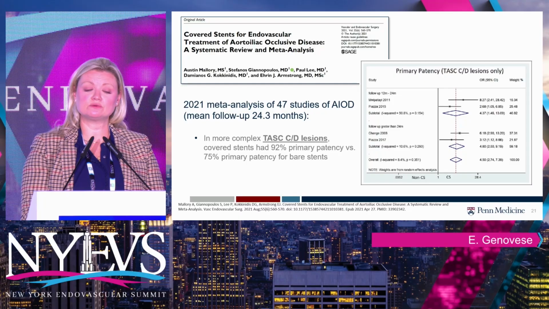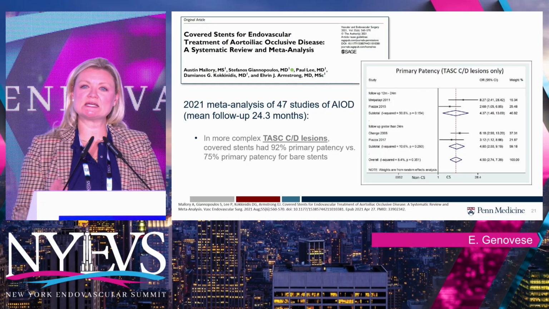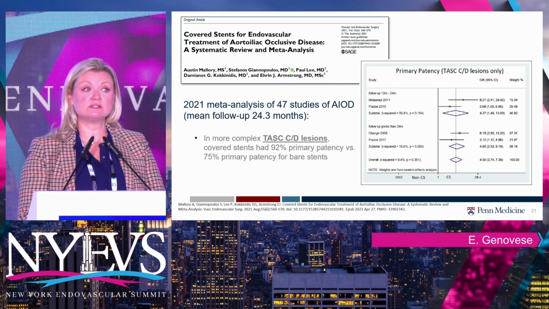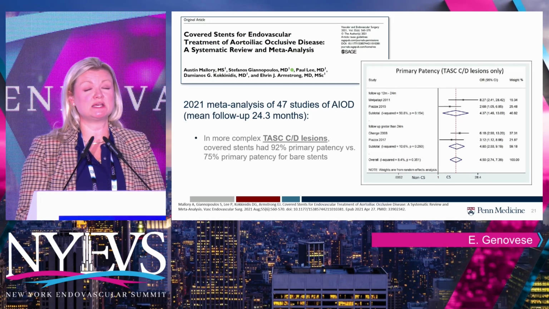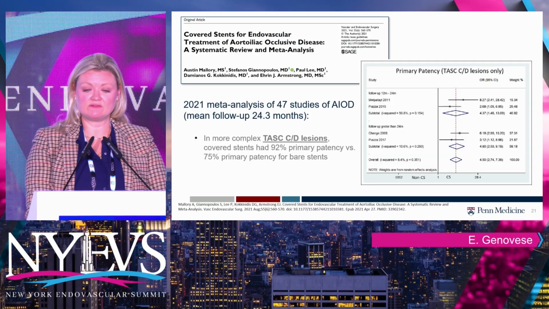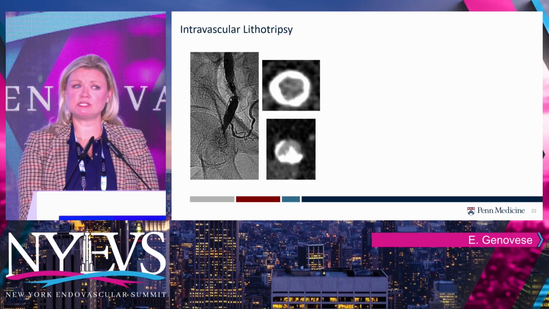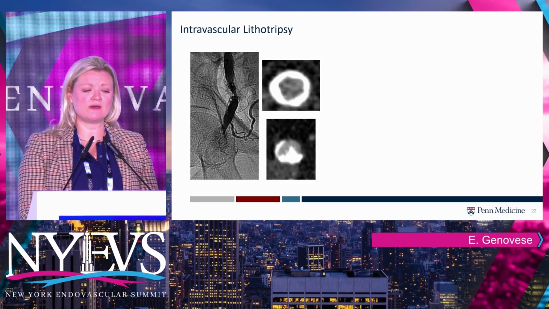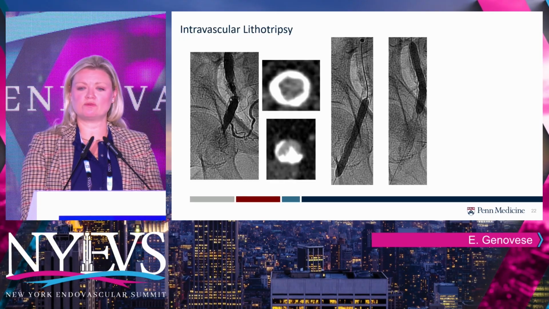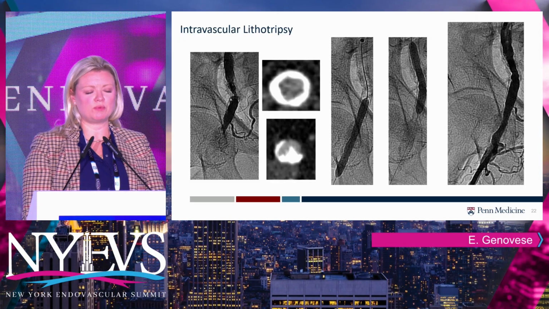This meta-analysis from 2021 of 47 studies again confirms in TASC C and D lesions, the primary patency of using covered stents over bare metal stents really does portend a significantly improved patency rate of 92% versus 75% in the long term. IVL, I think, is a big game changer, and I think it helps us really modify both concentric and eccentric calcium so that we can get our stents to their full potential, and we feel comfortable doing this without risk of rupture or perforation.